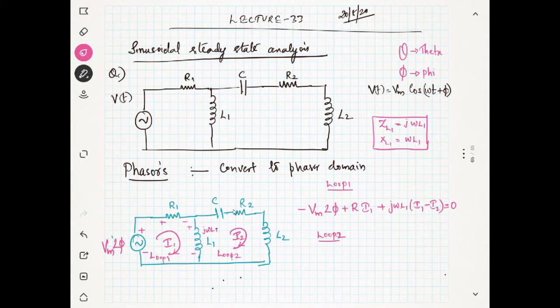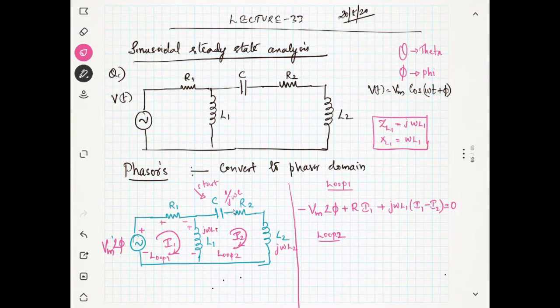Now we will say loop 2. In loop 2, I will start with the capacitor. I will start from here. What is the reactance of the capacitor? 1 by J omega C. And what about L2? J omega L2.